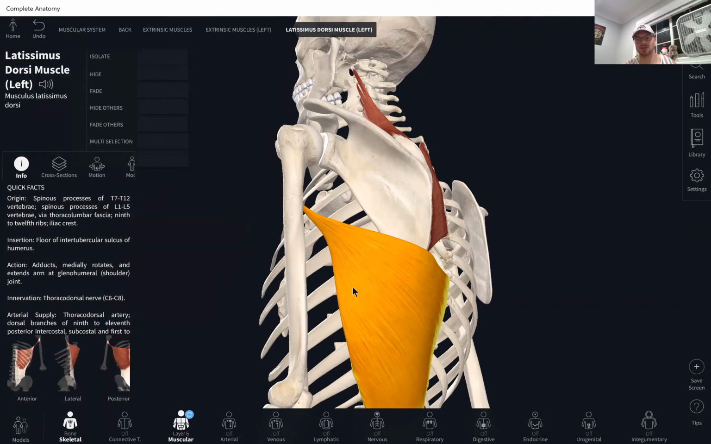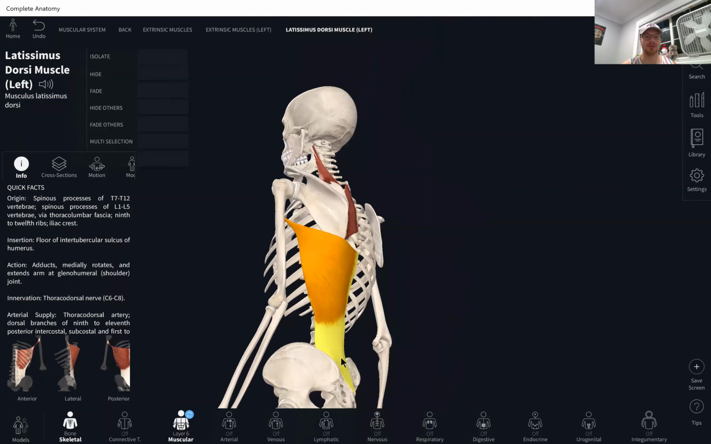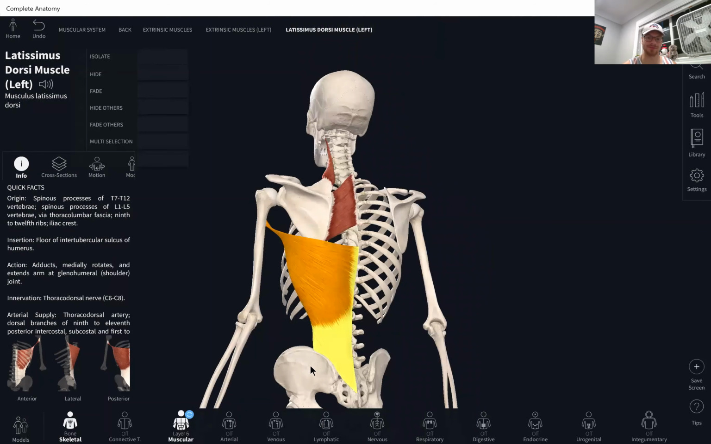So this allows for activities such as swimming, climbing, and swinging with our arms held high, because it has that insertion point on the humerus. And it'll also adduct or raise the arm against resistance. It also plays a role in expiration of breath, coughing and sneezing. And then it also elevates the pelvis because it does have an insertion point there as well, or an origin point rather.